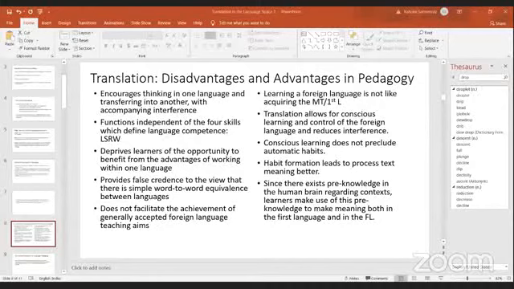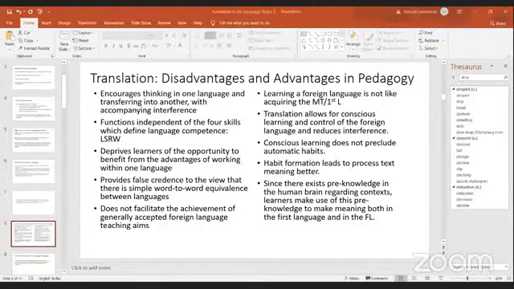Then the last one that I've mentioned, there are many more, but I've focused only on the major ones: translation doesn't facilitate the achievement of foreign language teaching aims. Now, one of the major foreign language teaching aims is fluency in spoken language. Translation does not facilitate creating fluency in the spoken language. So these are some of the disadvantages discussed in literature.